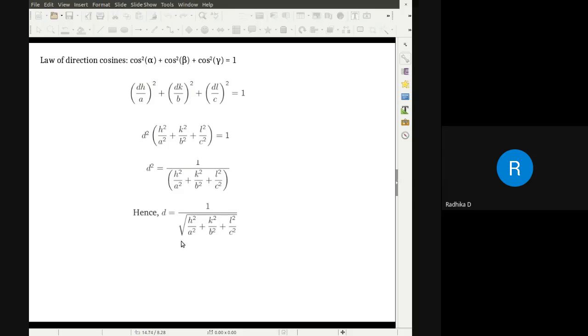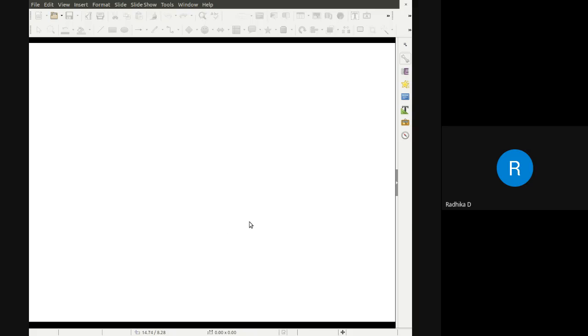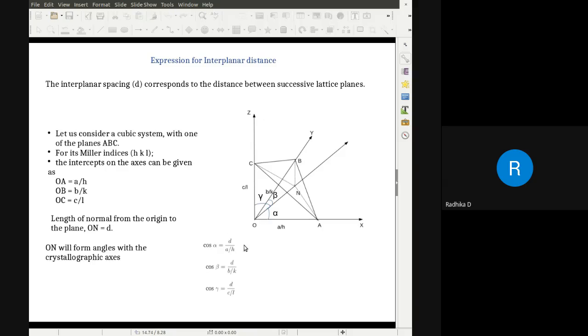If I need to find an expression for d, what should I do? I should take the square root. It becomes 1 divided by square root of h square by a square plus k square by b square plus l square by c square. I'm going to repeat this once again.